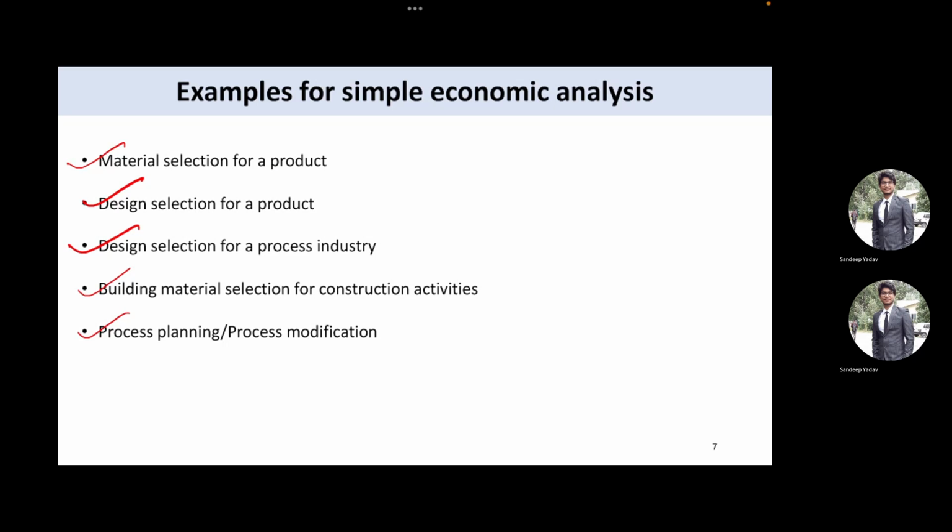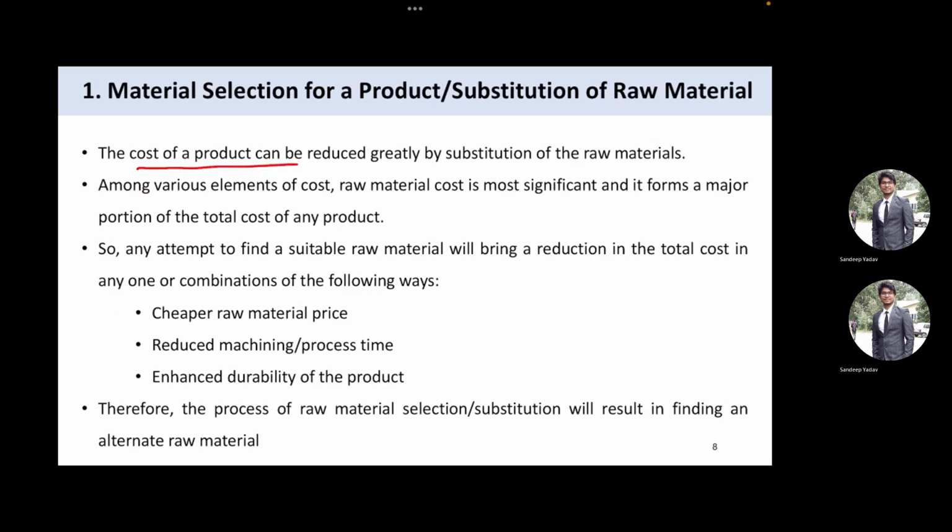So starting with the material selection for a product, or we can say substitution of raw material. In this, the cost of a product can be reduced greatly by the substitution of the raw material. Suppose we have some cheap raw material available, then the overall cost of the product can be reduced drastically. Among various elements of cost, raw material cost is the most significant, and it forms a major portion of the total cost of any product.